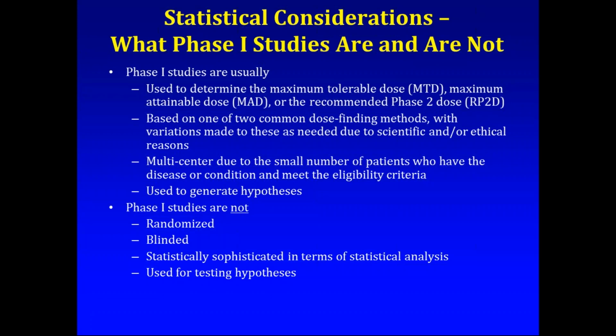Most phase 1 studies are multi-center, just because there'll be small patient pools at different institutions where the patients will have that disease or condition, and in addition meet what is usually an extensive list of eligibility criteria. So I think it might be difficult to do a phase 1 study only including UAB patients, unless you're studying a very common type of cancer or very common disease.